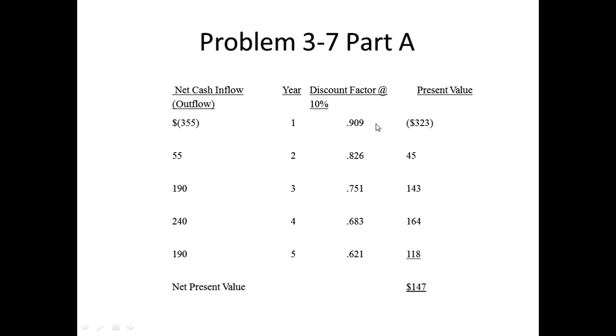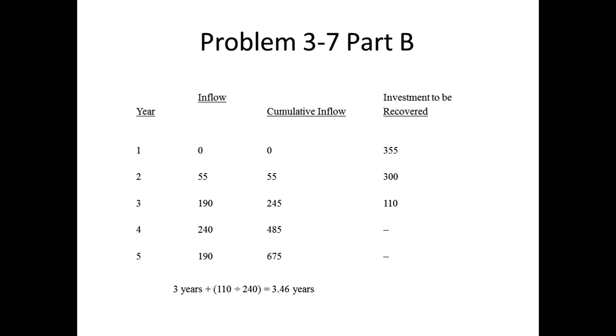All are discounted by 10%, giving us a positive net present value of $147, which in theory is a take signal. Actually, you would never take something that small, but we'll presume they're missing 5 zeros. Anyway, part B asks you to do the payback.